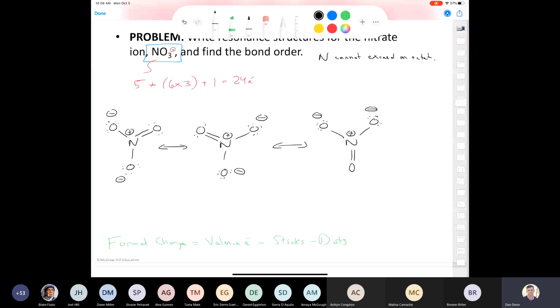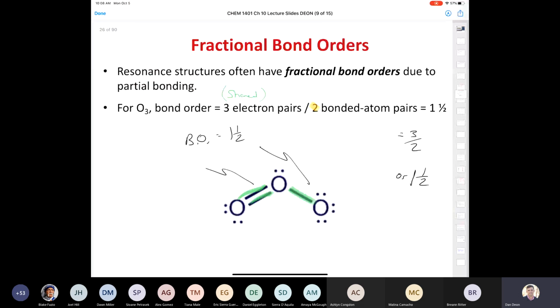Now, let's think about our bond order. Let's go back to the formula to make sure that we know what the formula is for bond order. It was the number of electron pairs divided by the number of bonded atom pairs. Let's go back here.